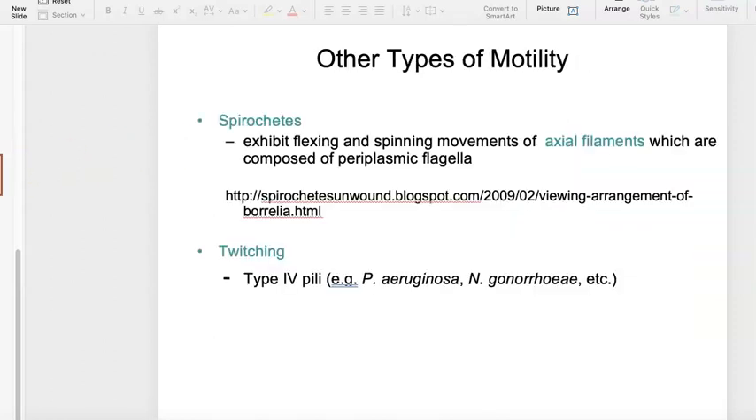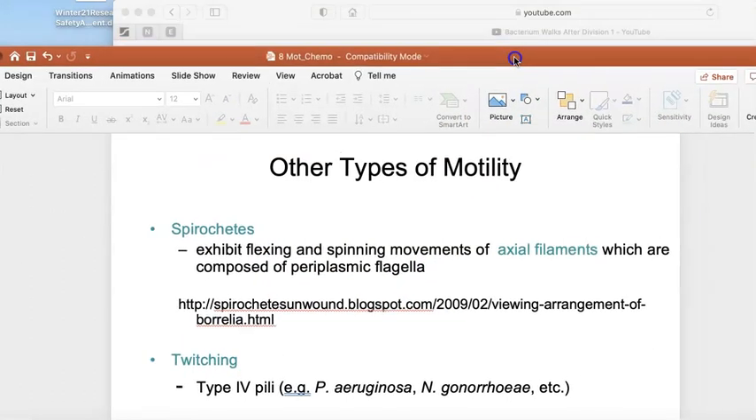Here's other types of motility. That was all obviously flagella-based motility, but in this particular case, we're looking at spirochete motility using axial filaments. Spirochetes are like syphilis and the bacterium that causes Lyme disease, Borrelia. These are organisms that have axial filaments, or so-called periplasmic flagella, running through their periplasm. They have basal body motors and everything, but they're bound internally to the bacteria.